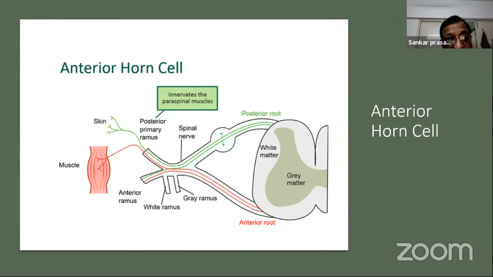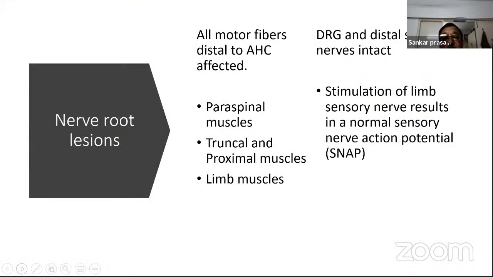CMAP may be diminished, and if CMAP is diminished, F wave may not be elicitable also. The F wave depends on the amplitude of the compound muscle action potential. So what are the important things which we have to discuss here? All motor fibers distal to anterior horn cells are affected, and paraspinal muscles, truncal and proximal muscles, and limb muscles are all affected. Dorsal root ganglion and distal sensory nerves are intact.